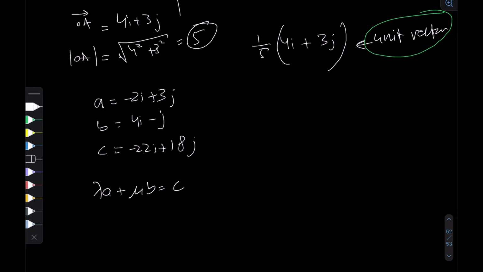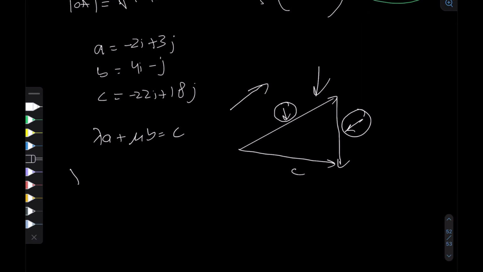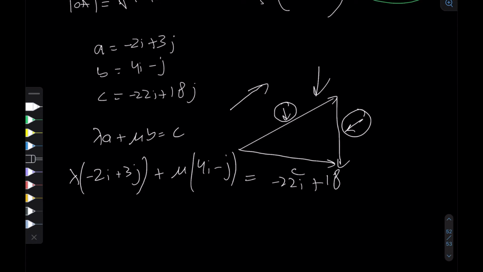So the gist of the question is that there's some vector like this and maybe some other vector like this. I'm just giving you an idea, and we know that some combination of these two will give us the vector c, right? Some multiple of a plus some multiple of b will give us c. We need to find out what is that multiple exactly. If we plug in our values, lambda times minus 2i plus 3j plus mu times 4i minus j, and this should equal minus 22i plus 18j, right?